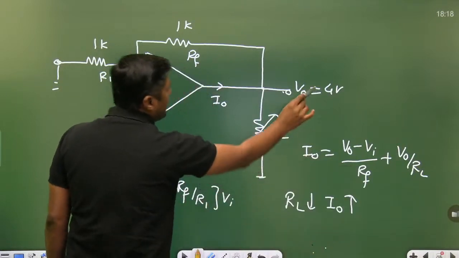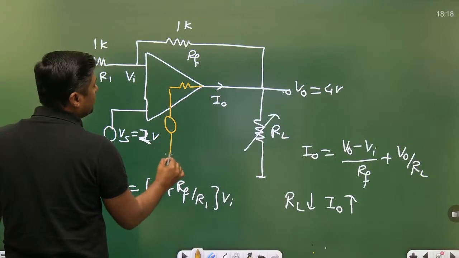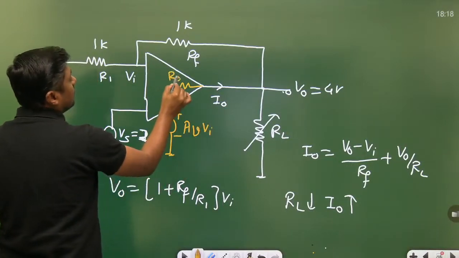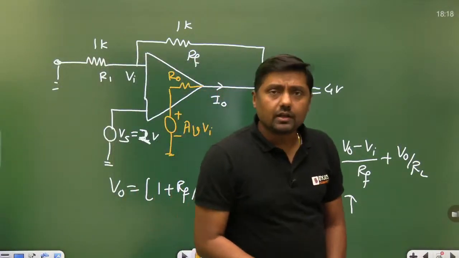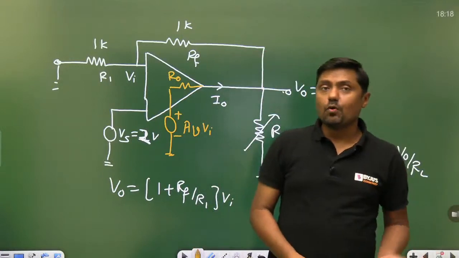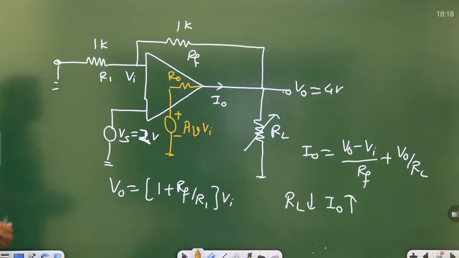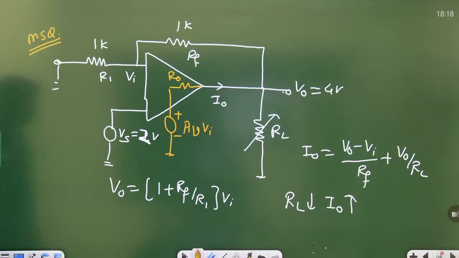But the output will maintain at what? 4 volt. And that is the capacity of the operational amplifier. This is the internal diagram of the operational amplifier. And that is the purpose of the amplifier. Whatever current you need, that is provided by the operational amplifier. So this type of questions they may ask, because it is part of MSQ. Remember one thing.